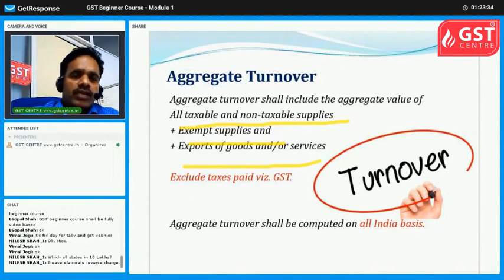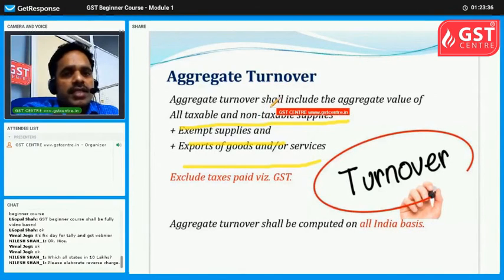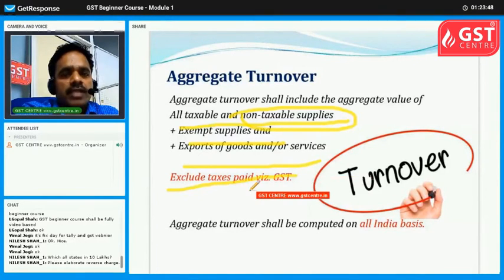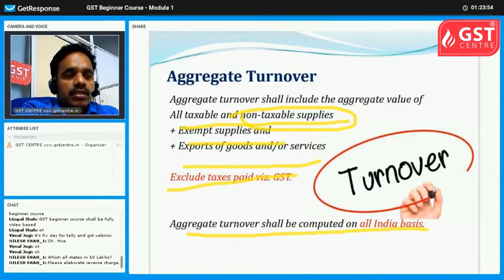But as per the revised model GST law, there was a change. All interstate supplies will be added and non-taxable supplies are excluded. So when you are calculating this turnover, you can get a professional opinion. And taxes, GST and all, can be excluded. And aggregate turnover will be calculated on an all India basis.